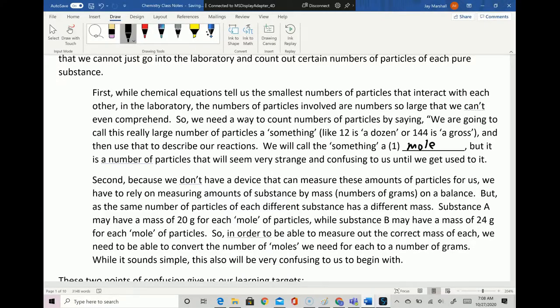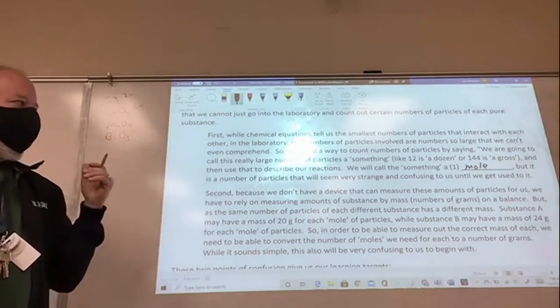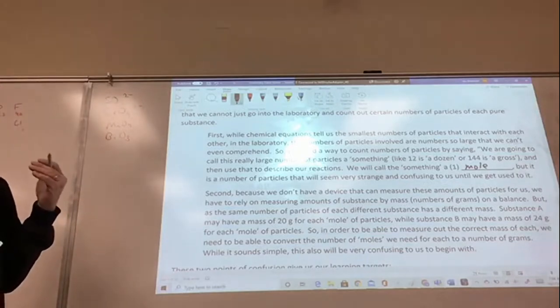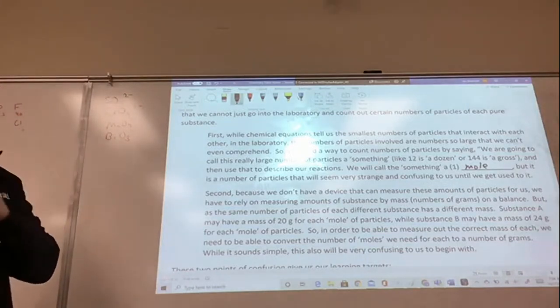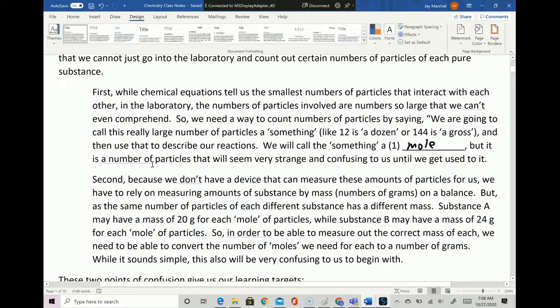But it's a number of particles that will seem very strange and confusing to us until we get used to it. When we see a dozen, we can visualize a dozen in our brain, right? We can say, oh, that's 12 things. And I can see a dozen eggs in an egg carton. And it's a number that makes sense. But the number that we're going to use for a mole is extremely weird. And it's going to confuse us.